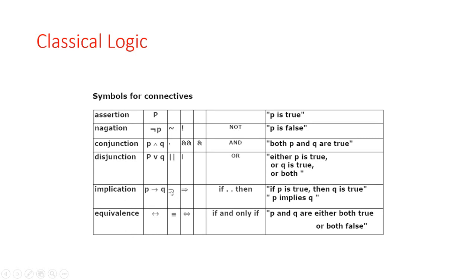Implication: P implies Q. This is a symbol for implication, and this is also a symbol for implication. If then: if P is true, then Q is true. P implies Q. Equivalence: this is a symbol for equivalence, and this, with three lines, is also a symbol for equivalence, if and only if. P and Q are either both true or both false. These are all the symbols for connectives between two statements in propositional logic.